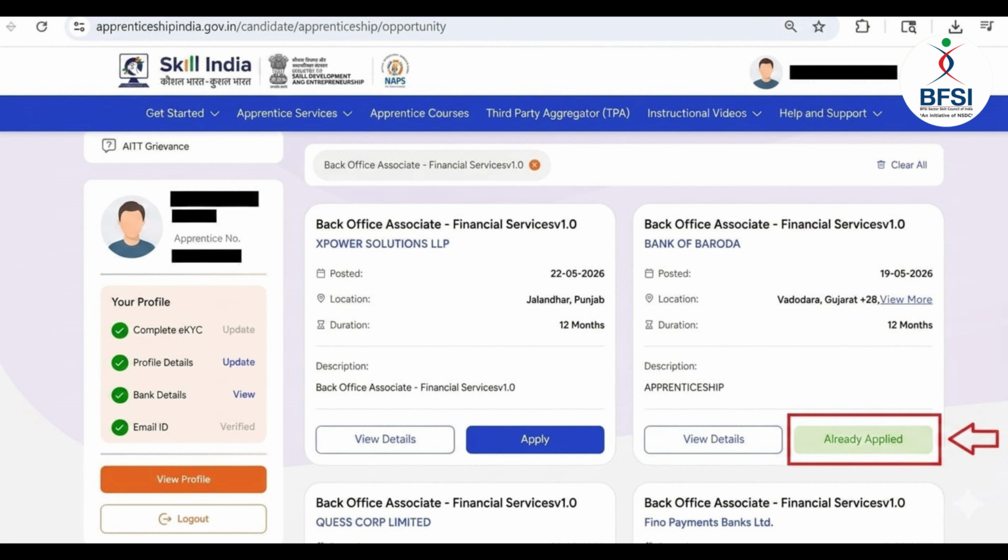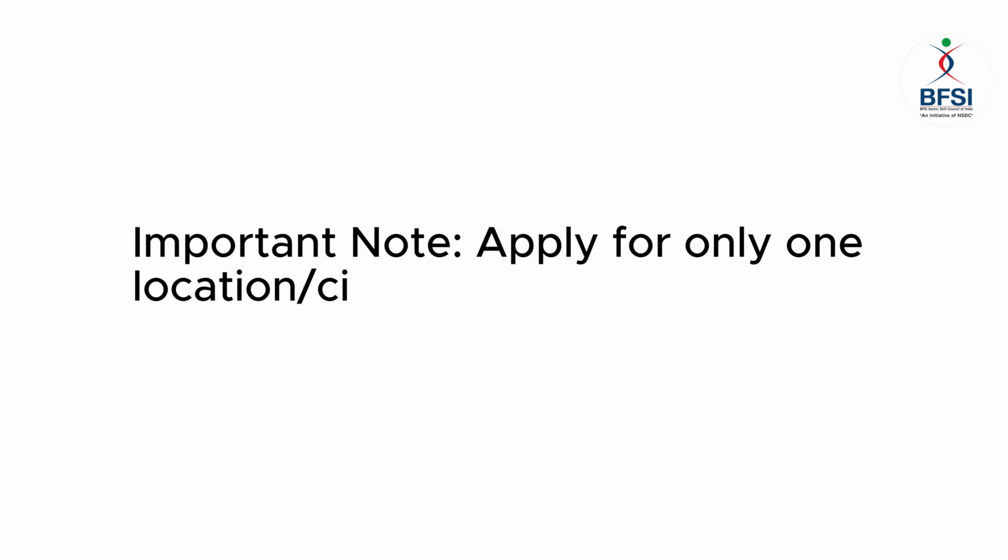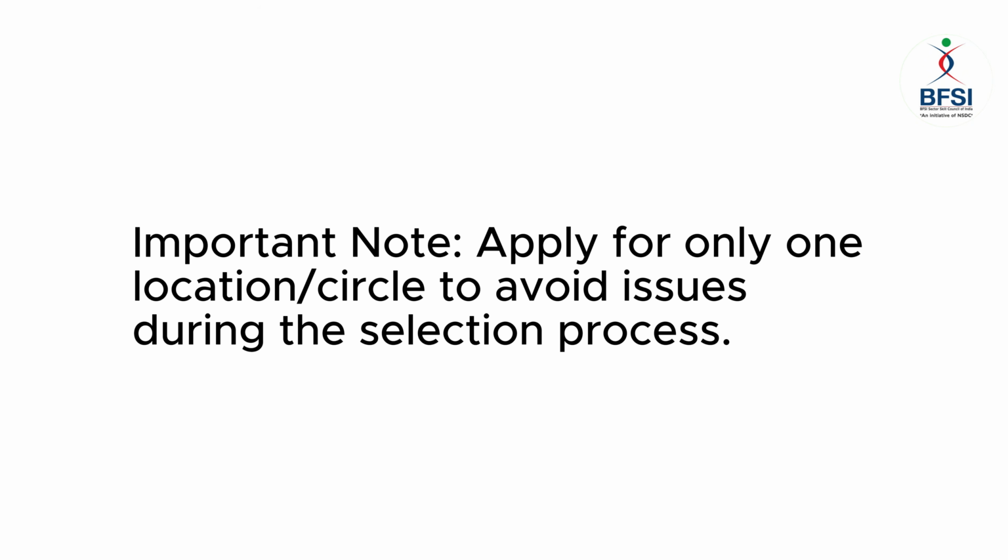And that's it. Your application will be submitted successfully. You will notice that the Apply button changes to Already Apply. One important thing to remember, apply for only one location or circle to avoid issues during the selection process. Also, you can find your NAPS ID anytime by visiting your profile section on the portal.